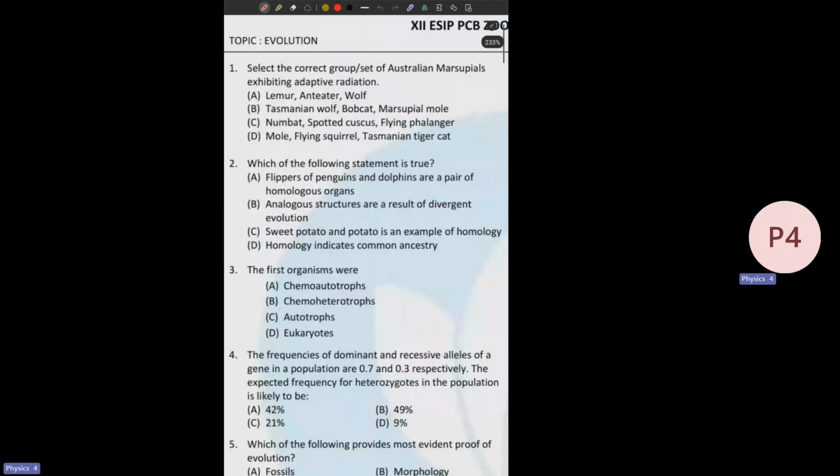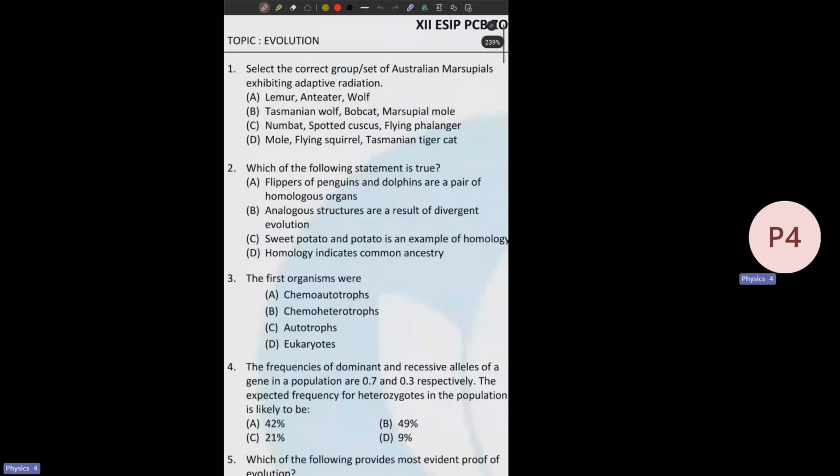Let's start. The very first question is: select the correct set of Australian marsupials exhibiting adaptive radiation. You can clearly see that the numbered spotted cuscus and flying phalanger are the Australian marsupials here. So C is the correct answer directly.